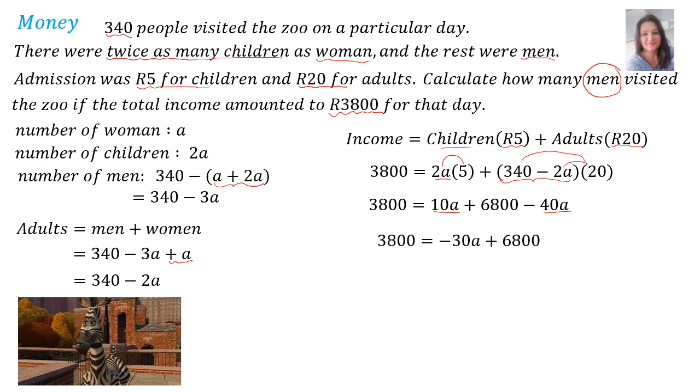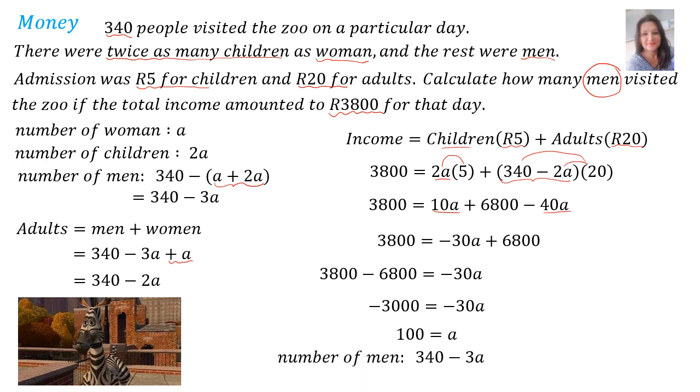Therefore, 3,800 equals minus 30A plus 6,800. Let's solve A. The 6,800 walks across and becomes negative, and then we end with negative 3,000 is equal to negative 30A. Solve A is 100, and we were looking for how many men visited. So the men were 340 minus 3A. A is 100, so in goes 100. 340 minus 300 is equal to 40 men visited the zoo.